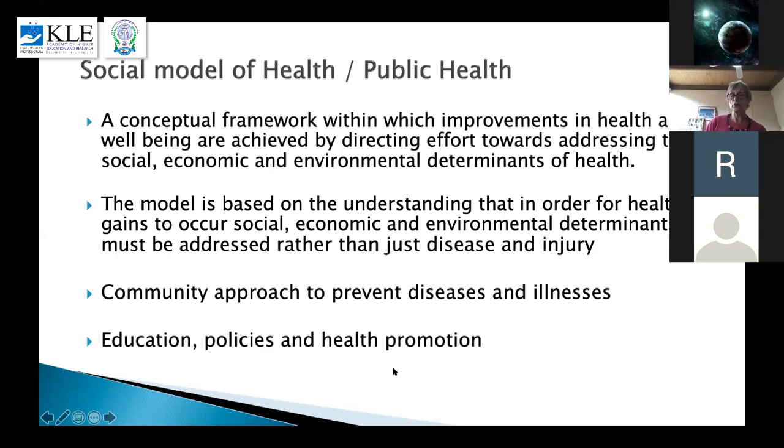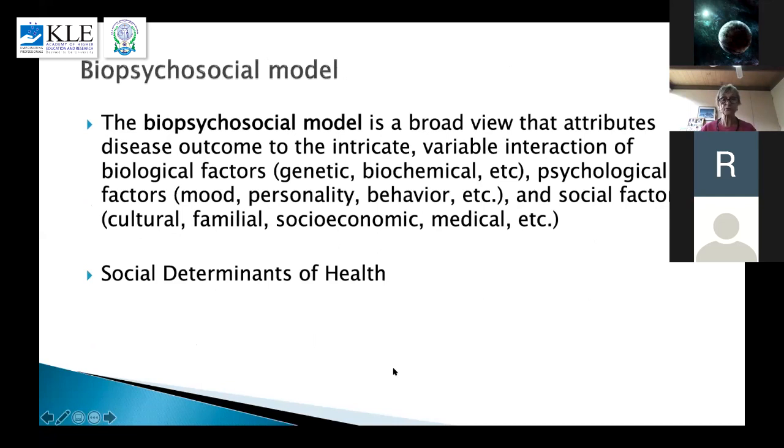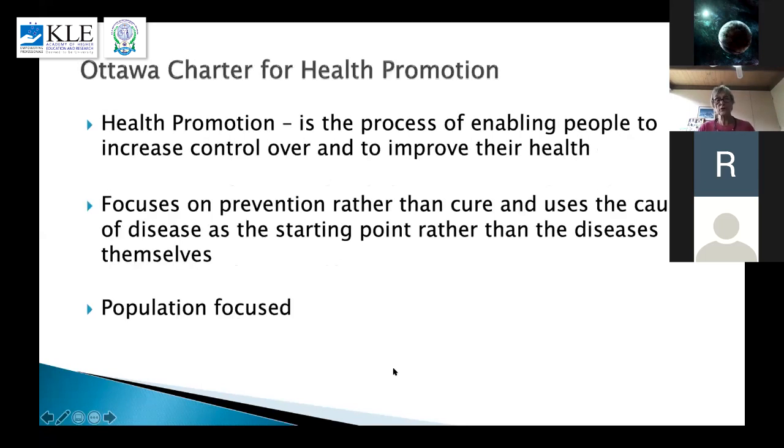And we need a community approach, obviously, from the government, from your federal governments right down to local communities. And it has to come through things like education, through changes in policy and health promotion. And it's known generally as the biopsychosocial model. So looking at all the different factors that contribute to our health and well-being, the biological factors, the psychological factors, and the social factors. So WHO did a lot of work around this and developed what was known as the Ottawa Charter for Health Promotion.